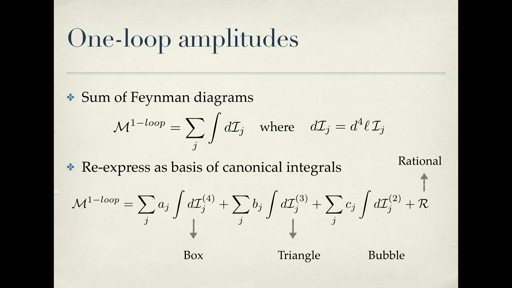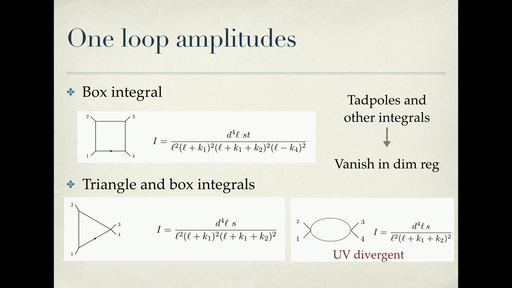Now, there is something special about this rational function, but let me discuss it in a second. Now, these two integrals are UV finite. But this integral, just by power counting, is UV divergent. There is d^4 l here, and l squared, and l squared. So when l goes to infinity, this is a logarithmically divergent integral. So if you have UV divergent theories, this integral would naturally show up. In UV finite theories, it shouldn't.